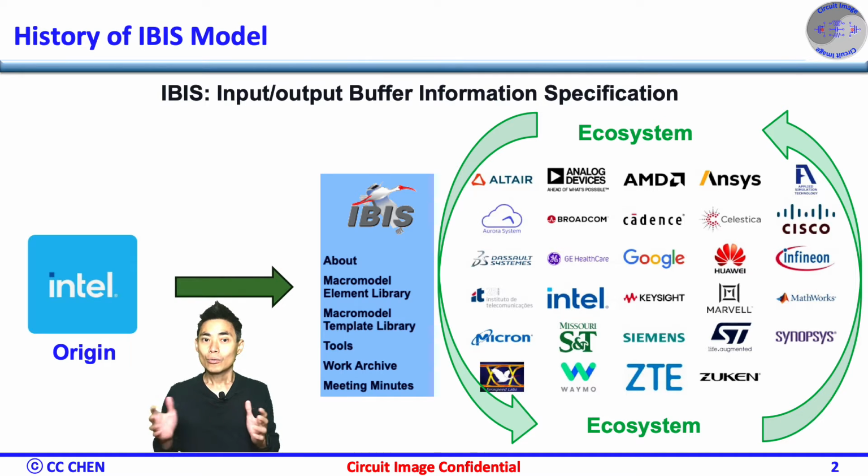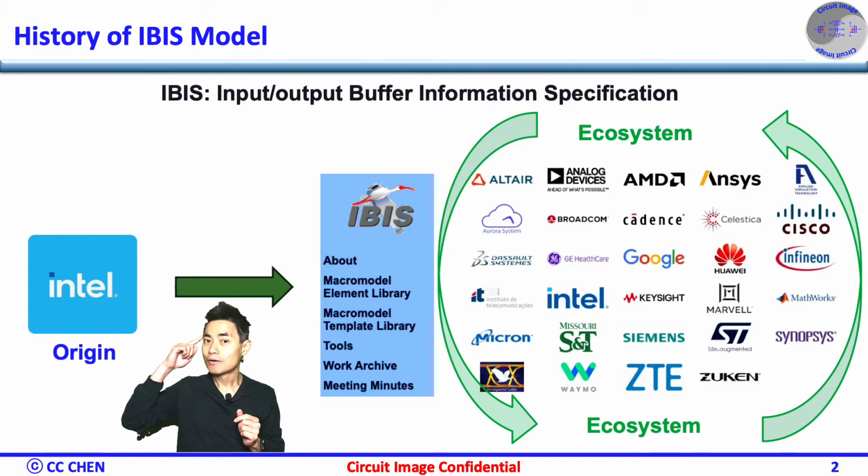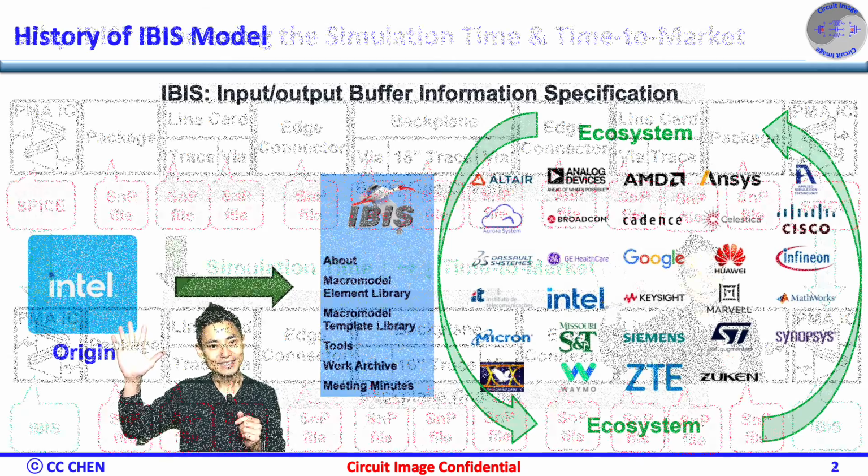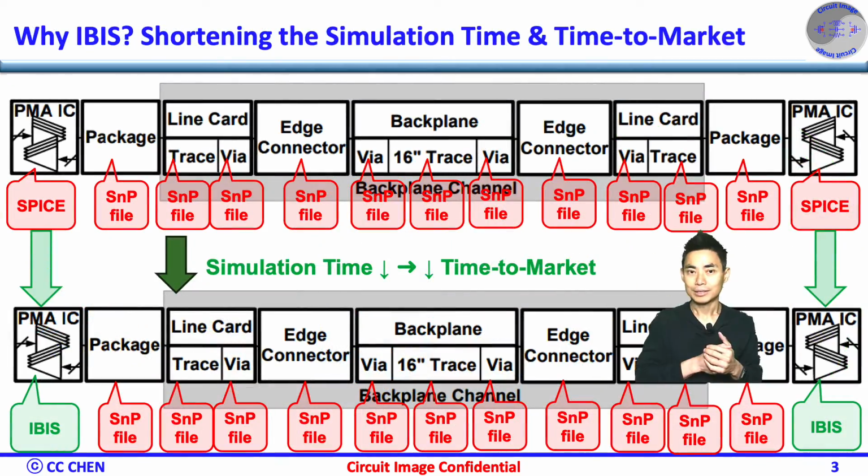After knowing what the IBIS model is, why do we need it? Think about a simple image for 5 seconds. Correct. A simple image leads to a shorter simulation time, which also helps shorten the time to market.